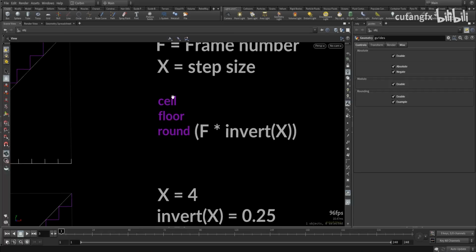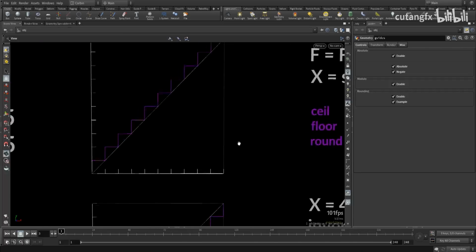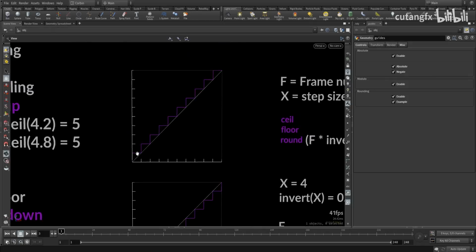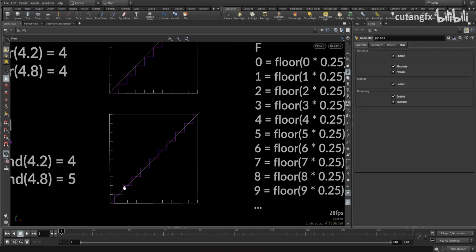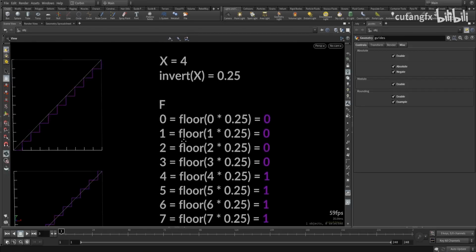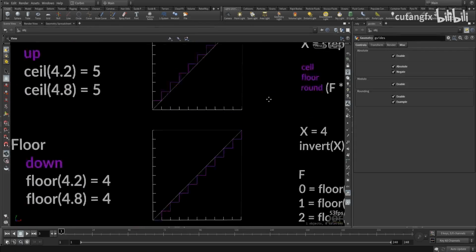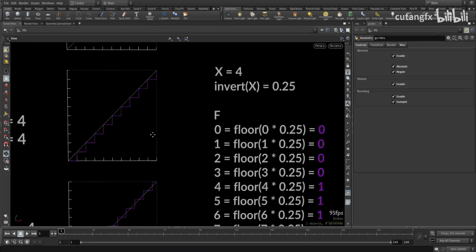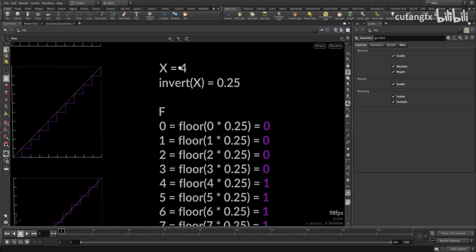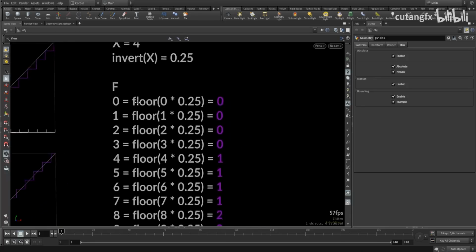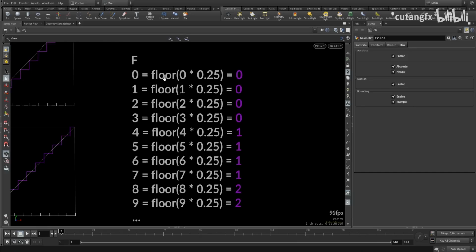And the reason I've got all 3 here is because we can do whichever one we want. It's up to you whether you want your rounding to go up or down or zigzag around the center line. Okay, so in this example, I've picked floor. So I've decided I'm going to go down. So our x is 4. I want a step size of 4. So I invert it to 0.25. And then when our f is 0, we say 0 times 0.25. And then we floor it. So we round it down.